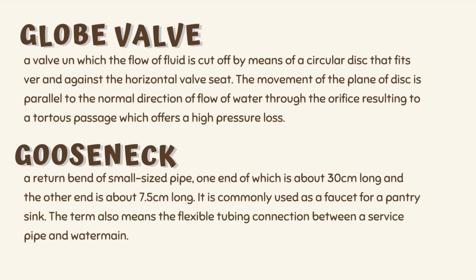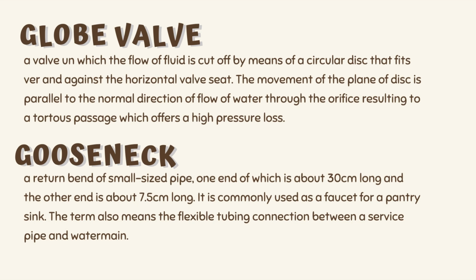Goose neck: a return bend of small-sized pipe, one end of which is about 30 centimeters long and the other end is about 7.5 centimeters long. It is commonly used as a faucet for a pantry sink. The term also means the flexible tubing connection between a service pipe and water main.